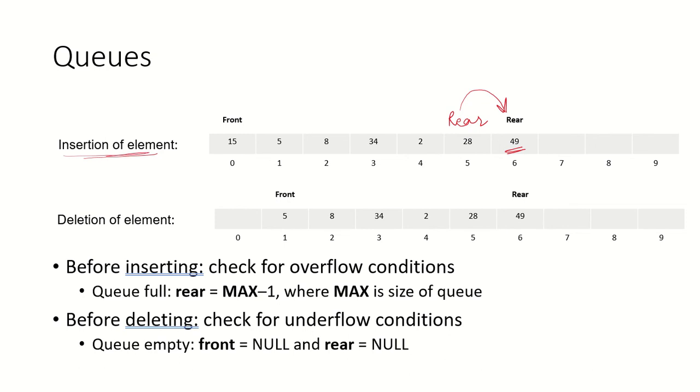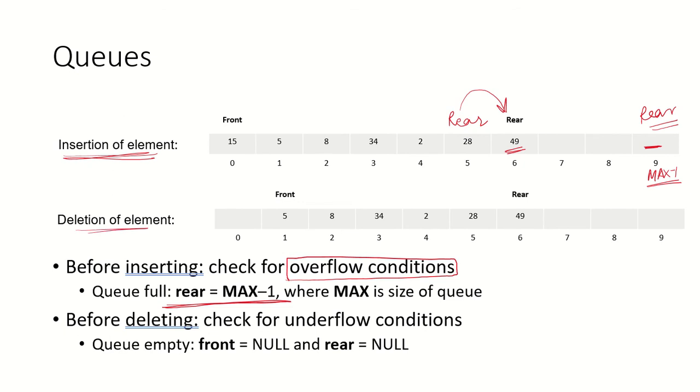But again, before insertion, as with stack, check for overflow conditions. And when will this queue overflow? This queue will be full when rear is equal to max minus 1. That means the maximum number of elements have been reached. When rear is here, that means elements are already here, and this is max minus 1. That means the queue is full and no more elements can be added. Any more insertion will result in an overflow.